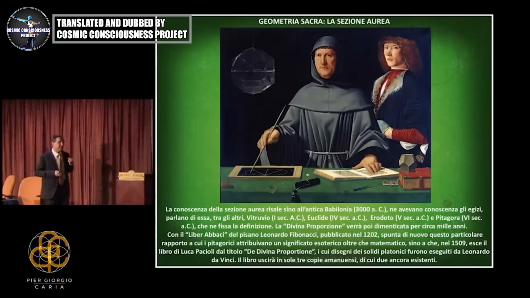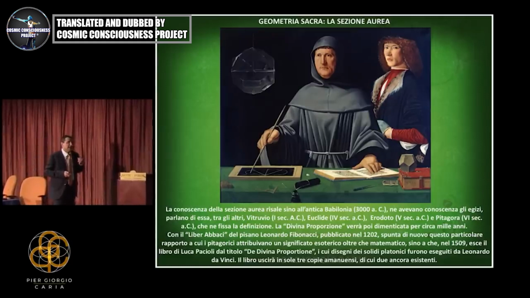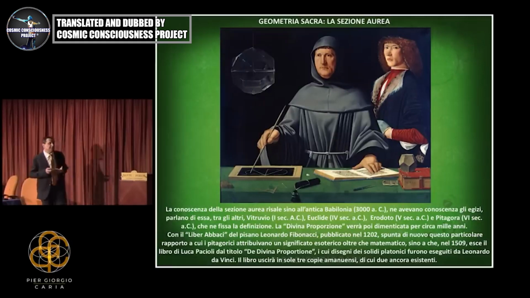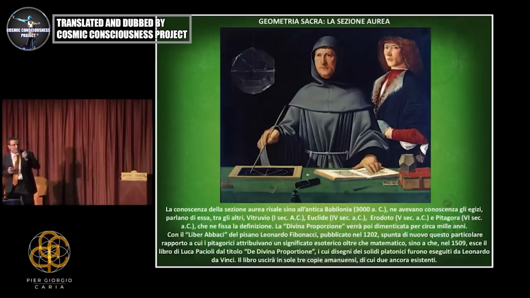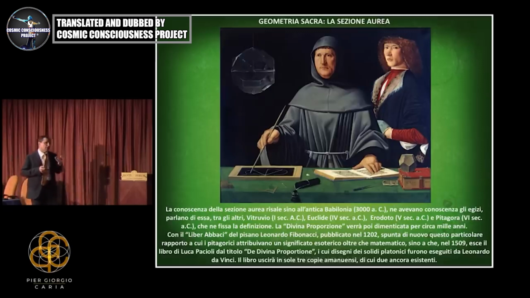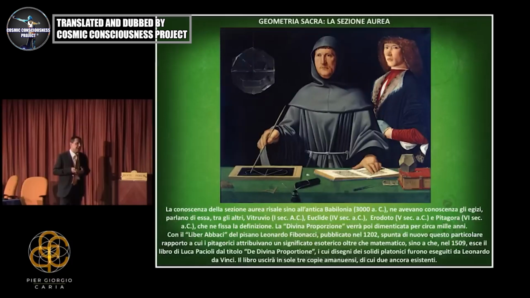But the divine proportion was forgotten for about 1,000 years, and the Pisan Leonardo Fibonacci brought it back in 1200, because Fibonacci was the son of a lord who was at diplomatic trade missions in North Africa, where this mathematics was known. So Fibonacci brought it back into fashion in 1200 with his Liber Abaci, but in 1509 Luca Pacioli, this lord, published a book called The Divine Proportion.